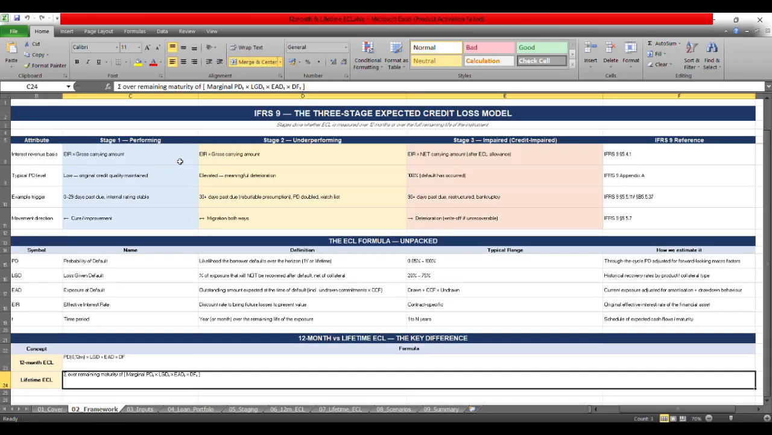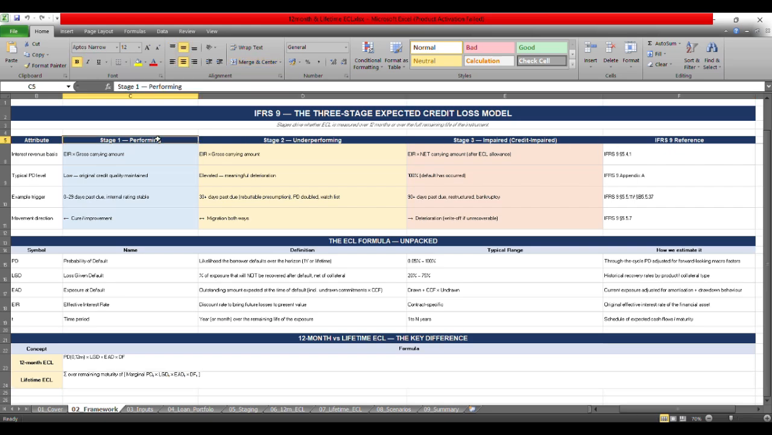This is probably the single most important concept in this whole standard, the three stages. IFRS 9 doesn't treat every loan the same way. Instead, every loan a bank has on its books gets bucketed into one of three stages, and these stages determine how much loss the bank has to set aside.